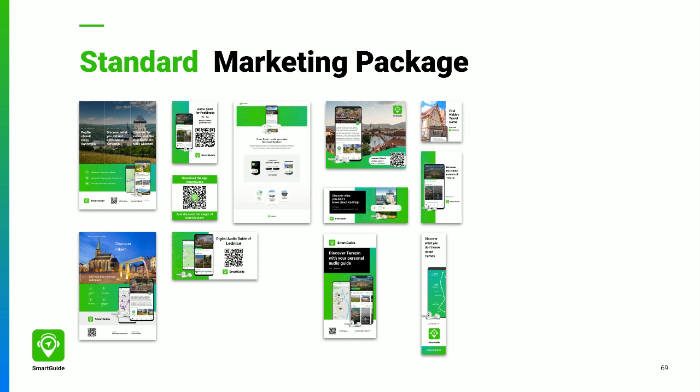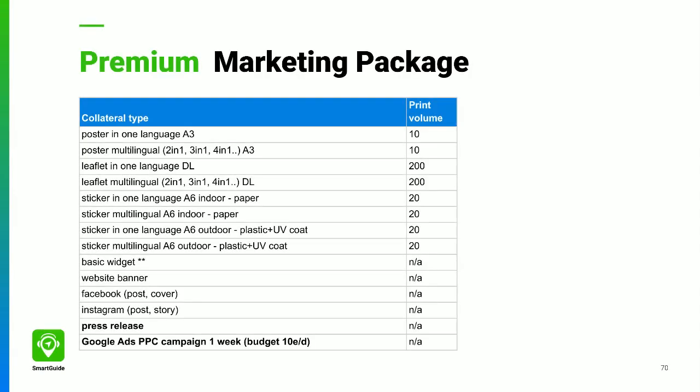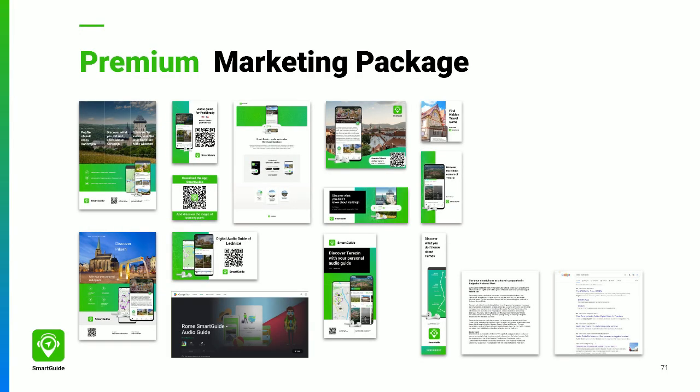Instagram post and story. Premium marketing package costs €2,000 and it includes 10 A3 posters in 1 language, 10 multilingual A3 posters, 200 DL leaflets in 1 language, 200 DL multilingual leaflets, 20 indoor paper A6 stickers, 20 multilingual indoor paper DL stickers, 20 outdoor A6 stickers in 1 language, 20 outdoor A6 multilingual stickers, a basic widget, website banner, Facebook post and cover, Instagram post and story, a press release, and a Google Ads campaign for 1 week.